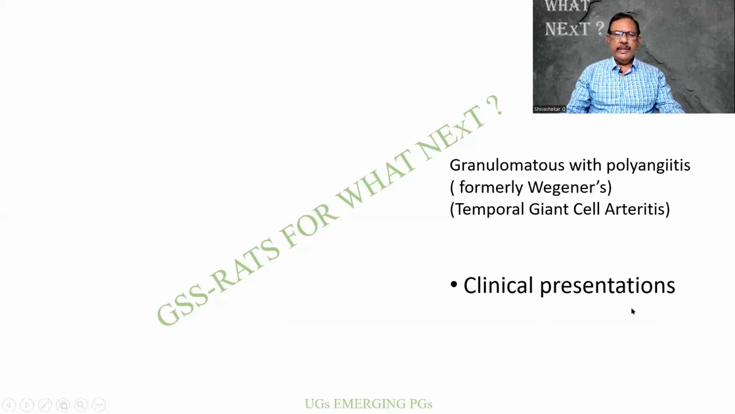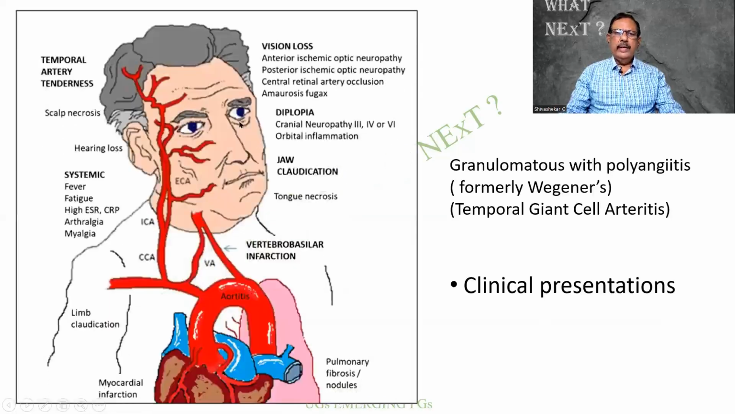What are the clinical presentations? One, there is a vision loss because the optic nerves are being affected due to retinal artery occlusion. There can be a condition called amaurosis fugax. Diplopia can be there as well as the cranial neuropathy and orbital inflammation. Either of them can be contributing to the diplopia.